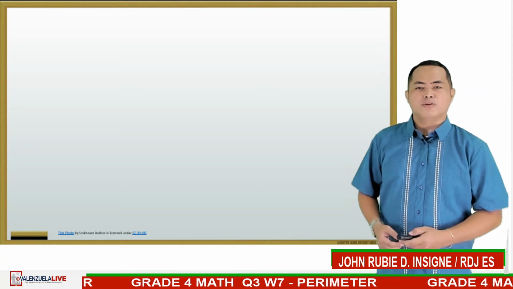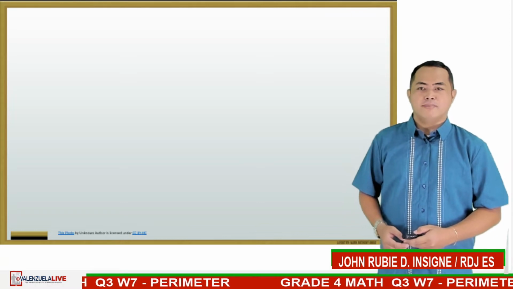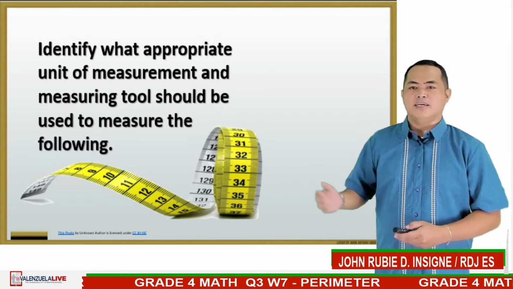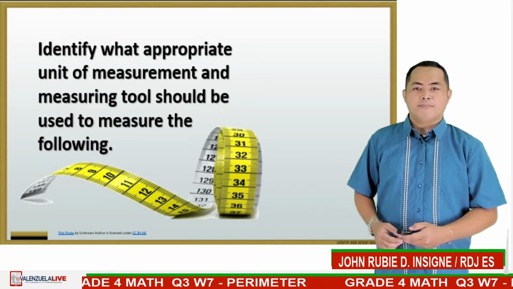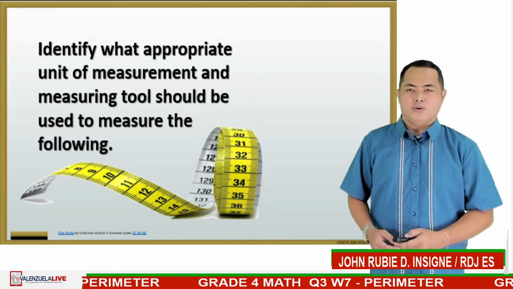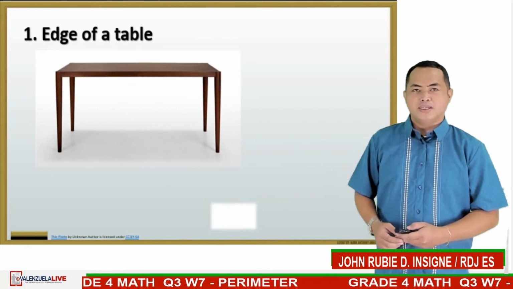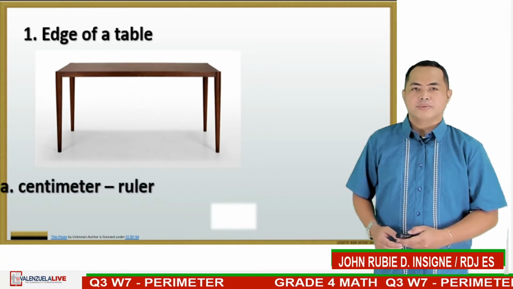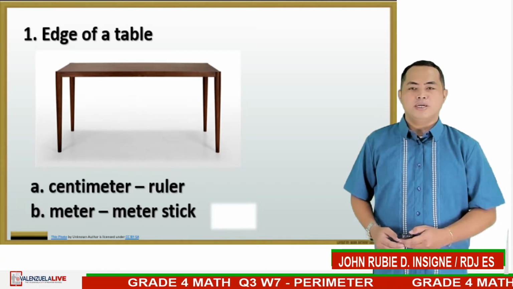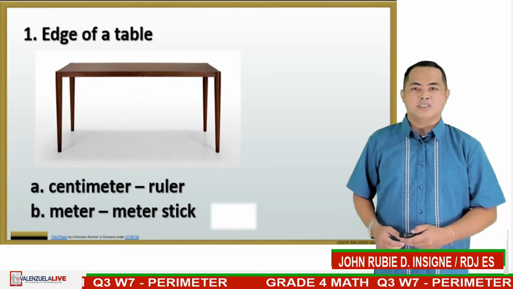What instrument do you use to measure different objects? Do you know what appropriate unit of measurement and measuring tool should be used? If yes, let us have this activity. Identify what appropriate unit of measurement and measuring tool should be used to measure the following. Number 1, edge of a table. Is it letter A, centimeter, ruler, or letter B, meter, meter stick? Your 5 seconds timer starts now.